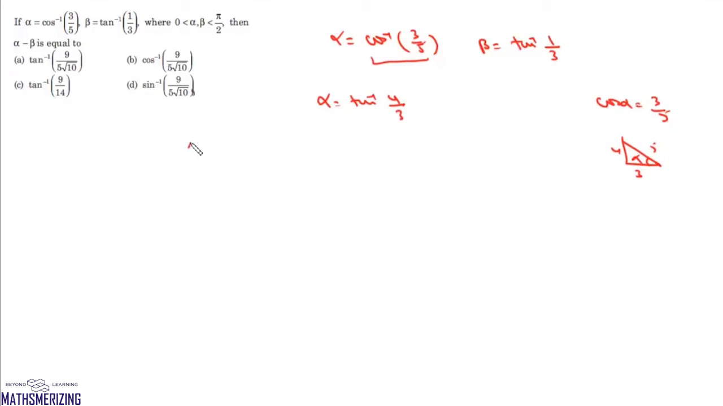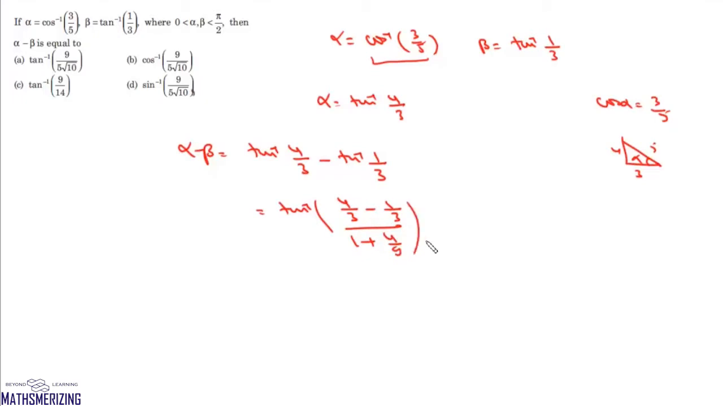Now we need to find the value of alpha minus beta, which is tan inverse 4 by 3 minus tan inverse 1 by 3. Now we can write this as tan inverse of x minus y, which is 4 by 3 minus 1 by 3 upon 1 plus 4 by 9. So it will be tan inverse. Now it will be 9 by 13. Now there is no option in tan inverse which matches with it.